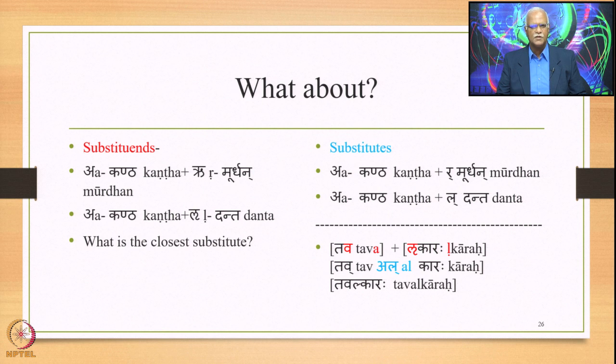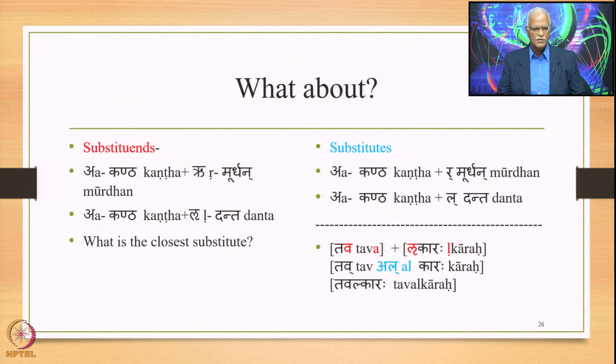What about the substitutes in place of the substituents a plus ru? So a's place of articulation is kantha, ru's place of articulation is murdhan. Now we have amongst the substitutes ar, al, etc. available. So now in place of a plus ru, we will substitute ar, where a's place of articulation is kantha, and r's place of articulation is murdhan.